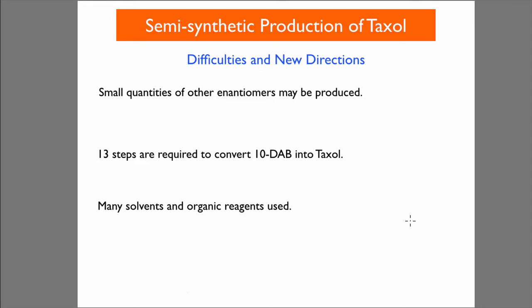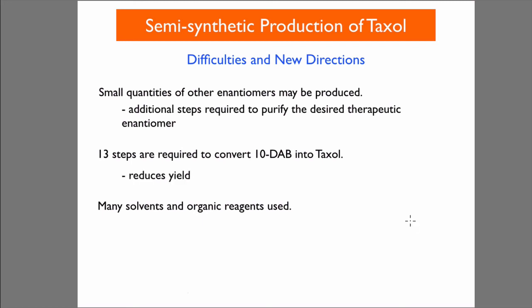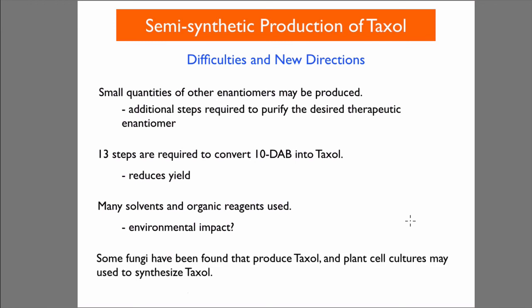So, the difficulties and the new directions. Small quantities of other enantiomers may be produced, which is a difficulty. And additional steps required to purify the desired therapeutic enantiomer. 13 steps are required to convert 10-DAB into Taxol, which gives a lower yield. And many solvents and organic reagents are used, which can have a negative environmental impact. Some fungi have been found to produce Taxol, and plant cell cultures may be used to synthesize Taxol.